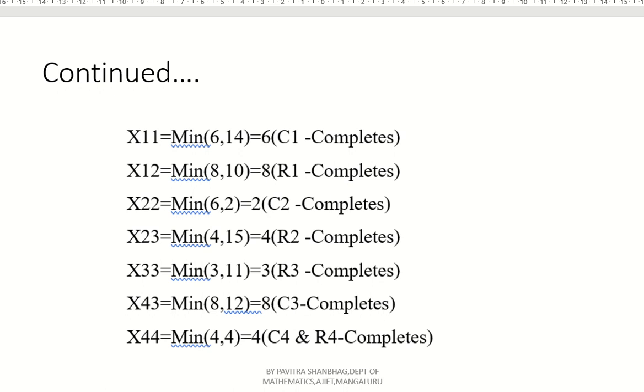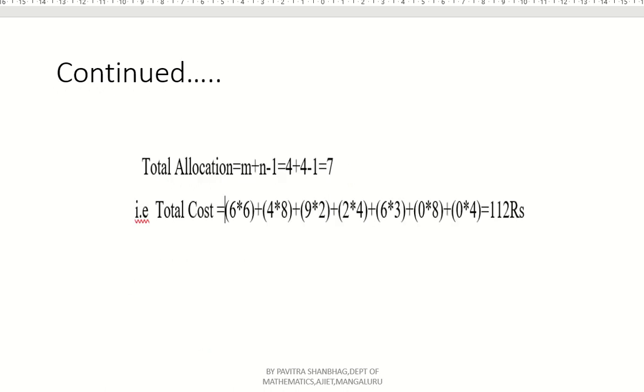See, finally we have to calculate the total allocation. What is the total allocation? Number of rows plus number of columns minus 1. So total allocation is nothing but m plus n minus 1. Here m is the number of rows, 4, including the dummy row we have to consider, and n is the number of columns, which is already given as 4. So 4 plus 4 is 8, and 8 minus 1 equals 7.